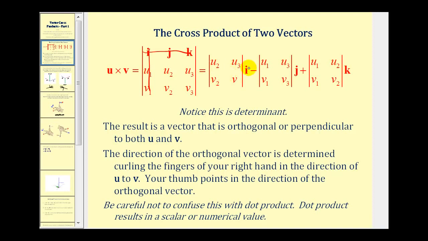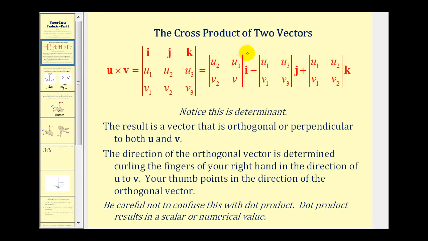Then we'll multiply that by vector i, and then we'll subtract the determinant formed by eliminating row 1 and column 2. To eliminate row 1 and column 2, notice we'll have u1, u3, v1, v3, which we see here. We'll multiply that by the j vector, and then we'll add the value of the determinant formed by eliminating row 1 and column 3. So we see here u1, u2, v1, v2, and then multiplying that by vector k.